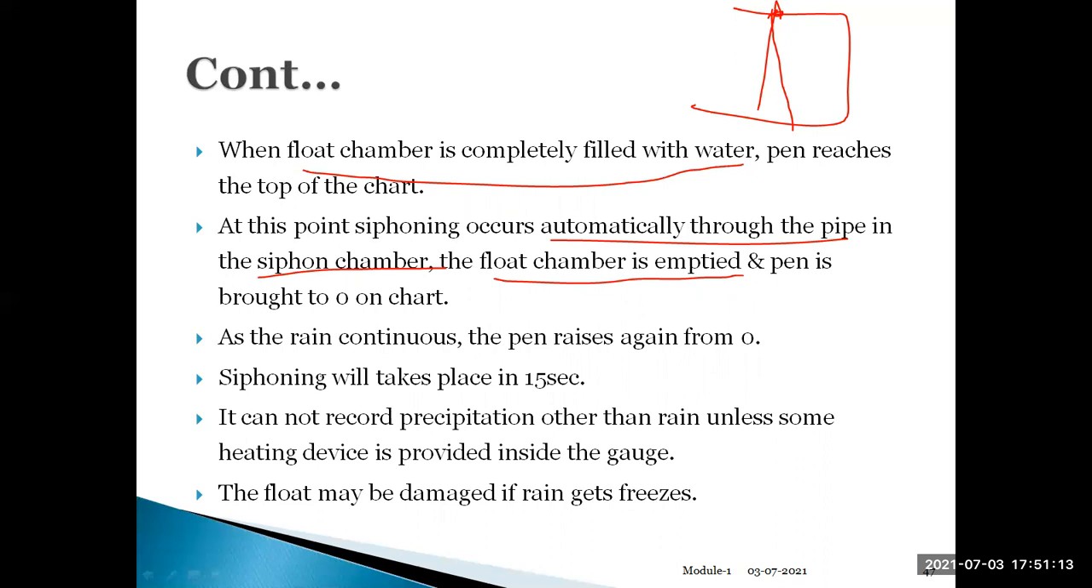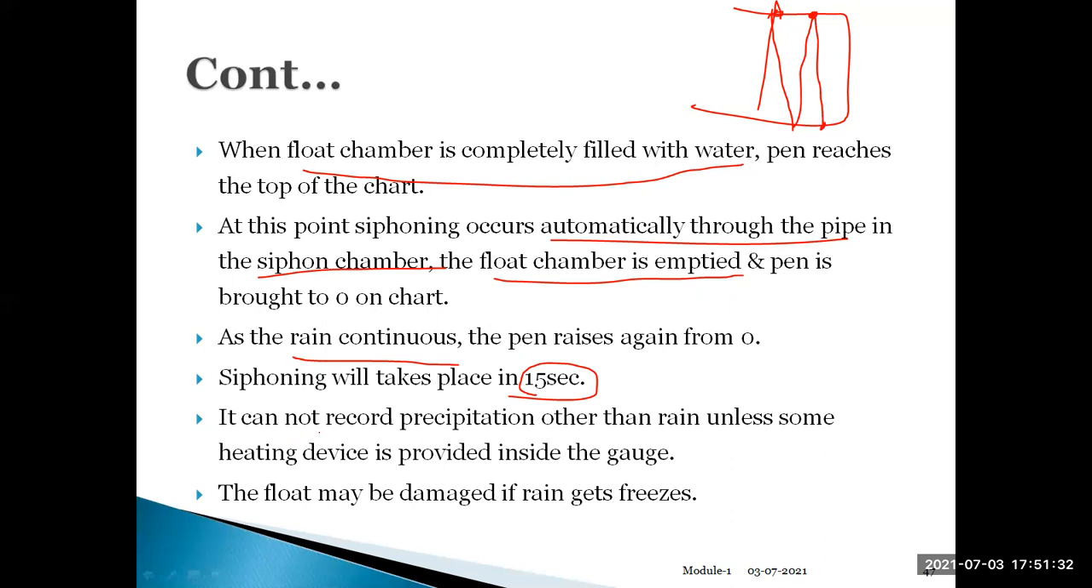As the rain continues, again the pen will rise, and once it reaches the top of the chart, the siphon mechanism occurs, and again it will reach 0. This siphoning will take a time of 15 seconds.